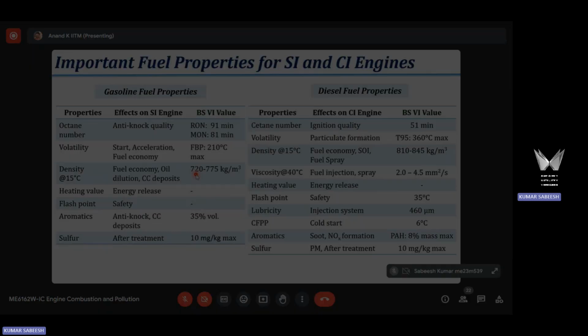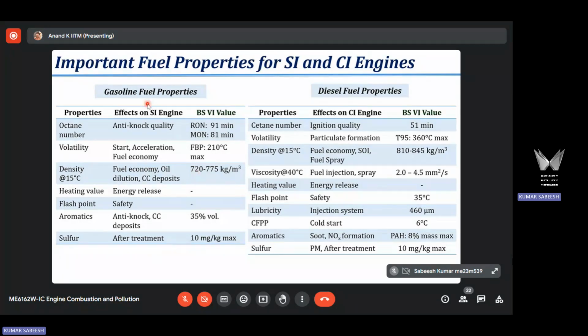So you have two tables here. The first one shows the properties of gasoline relevant for spark ignited engine application. The second table shows the properties of diesel relevant for compression ignition engine application. In each table, you have 3 columns. The first column shows important properties. The second column shows the effect of these properties on SI engine. And the third column shows the BS6 value.